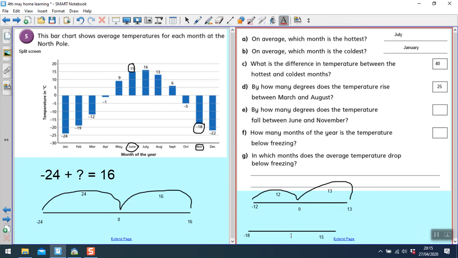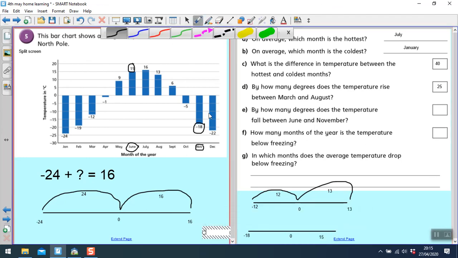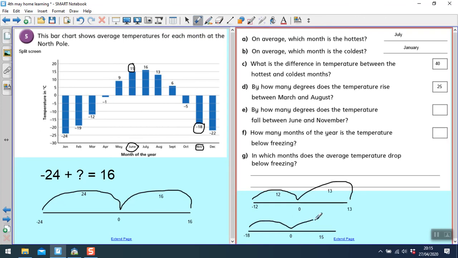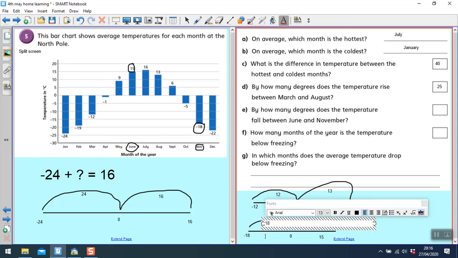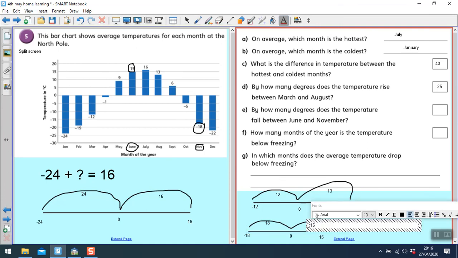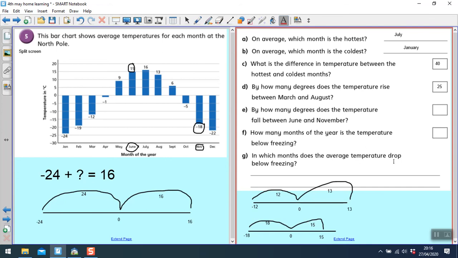You could put 0 here, and then think, what do you add to negative 18 to get to 15 degrees? So what do you add to get to negative 18 to 0, and then from 0 to 15 altogether will be your answer. So negative 18 add 18 makes 0. 0 add 15 makes 15. So your answer is 18 plus 15. 33 degrees it falls from June to November.